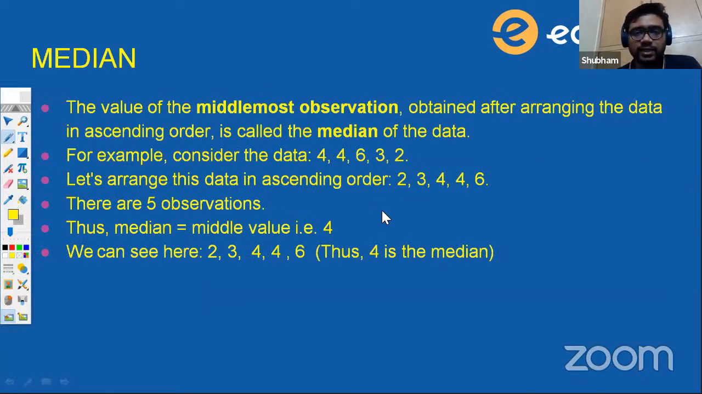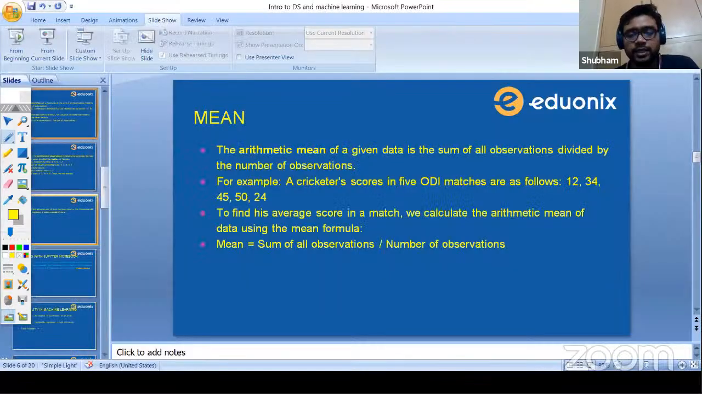So, what exactly is a median? The value of the middlemost observation obtained after arranging the data in ascending order is called the median of the data. For example, as you can see the data here in the second point, 4, 4, 6, 3, 2. First of all, you have to arrange the data in ascending order. After arranging the data in ascending order, you need to find out the middle value, the middlemost observation. And the middlemost observation here is a 4, the third one. So the median of this data is 4.